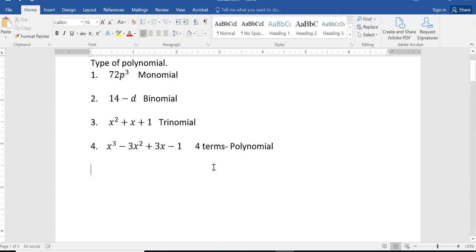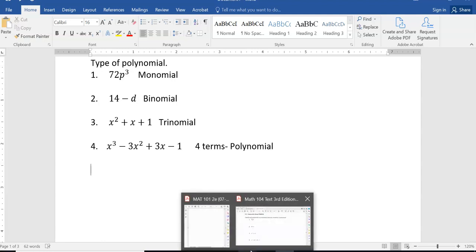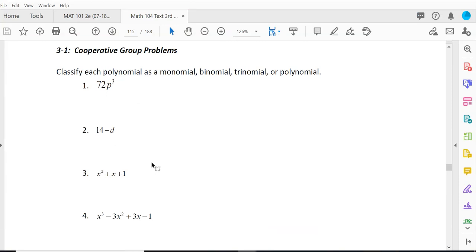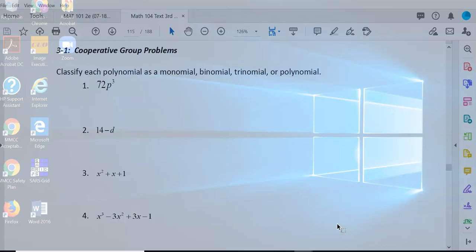So that is the part of 3.1 that talks about how many terms there are in a polynomial. And those special words, monomial, binomial, trinomial, polynomial, those will come back in the later part of 3.1.